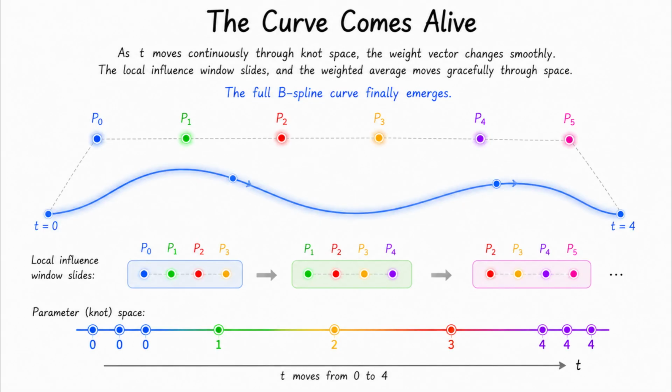As the parameter moves continuously, the weights evolve smoothly. The local influence window slides across the control points. The weighted averages trace the full B-spline curve.